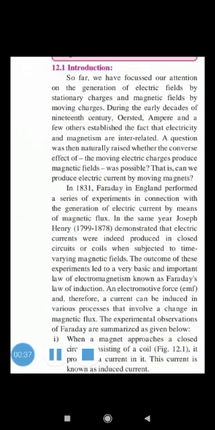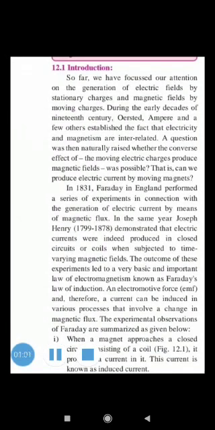Now we are familiar with the generation of electric fields by stationary charges and magnetic fields by moving charges. Now scientists Oersted, Ampere and a few others established the fact that electricity and magnetism are interrelated.